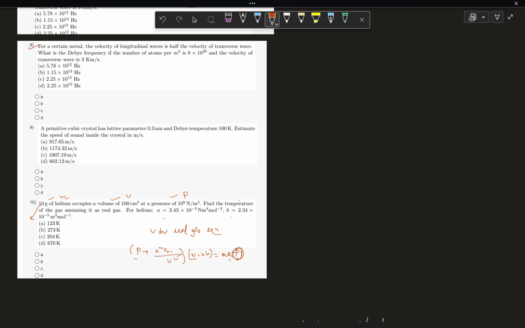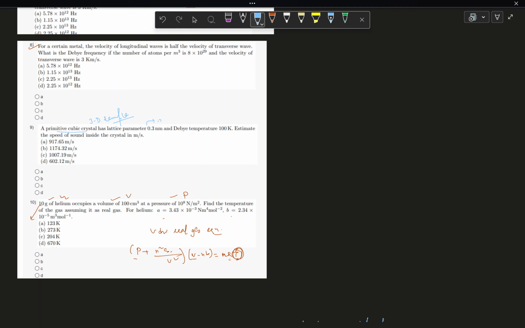A primitive cubic crystal has lattice parameter of 0.3 nanometer and Debye temperature of 100 Kelvin. Then estimate the speed of sound inside the crystal in meter per second. So for this kind of problems where the speed of sound is involved, there is a particular formula that you have to use to calculate the Debye frequency. It is obviously mentioning that this is about a primitive cubic crystal. So that means it is a 3D sample, right? 3D means it is a crystal, so obviously it is in 3 dimensions.